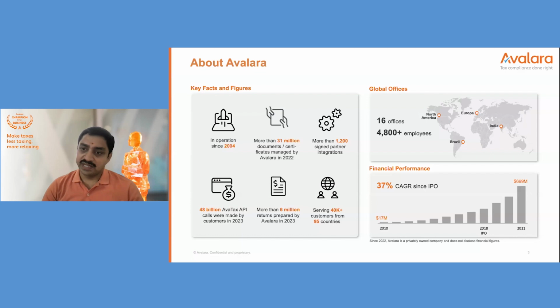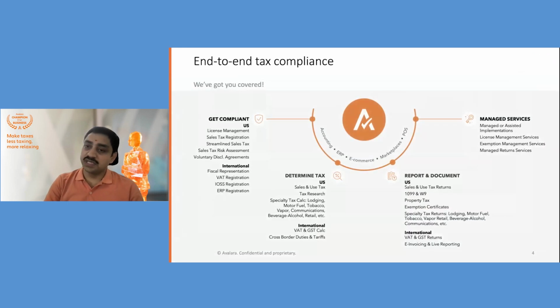In 2023, Avalara did a significant job of determining taxes for close to 48 billion transactions. Yes, you heard it right, 48 billion transactions. We filed about 6 million odd returns, and we are serving about 40,000 plus customers across the globe. How are we able to do this? We are able to do this with the kind of product suite we have at this point of time.